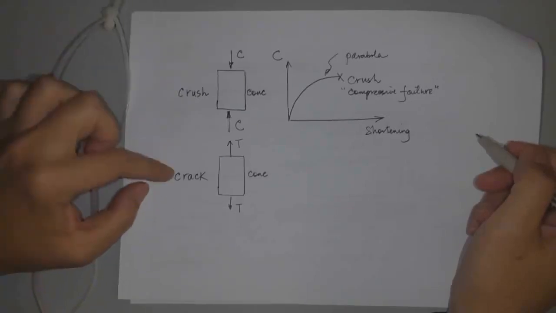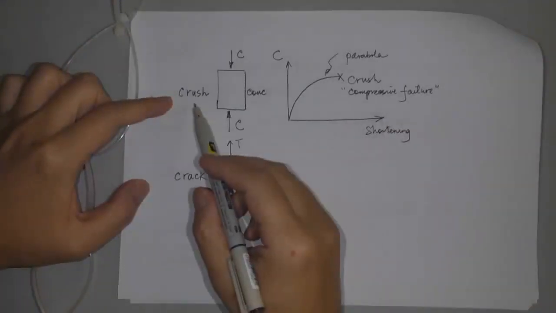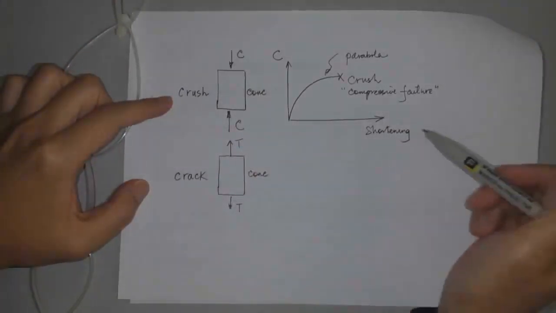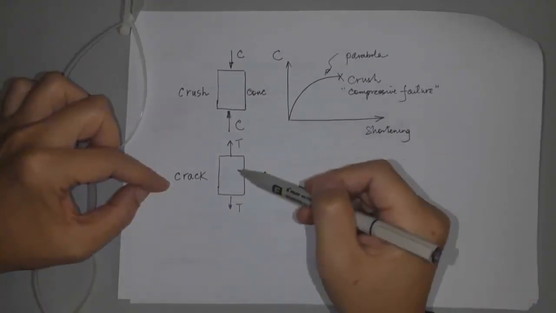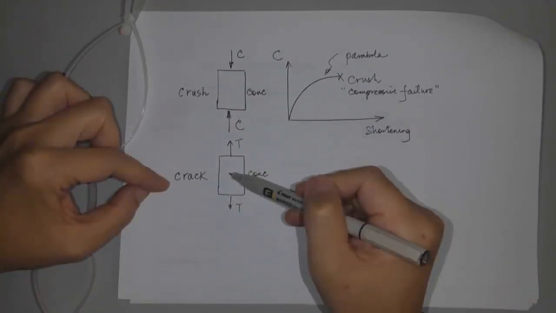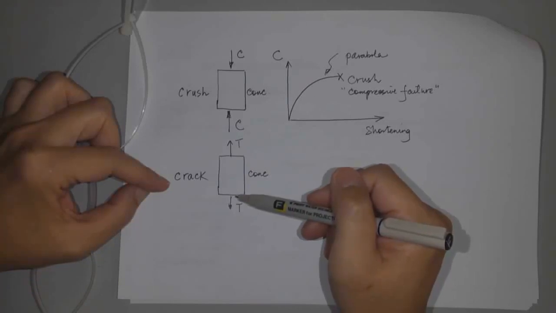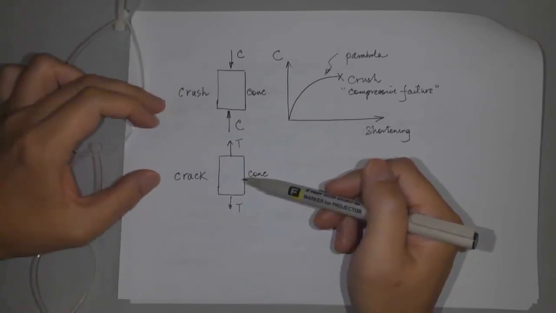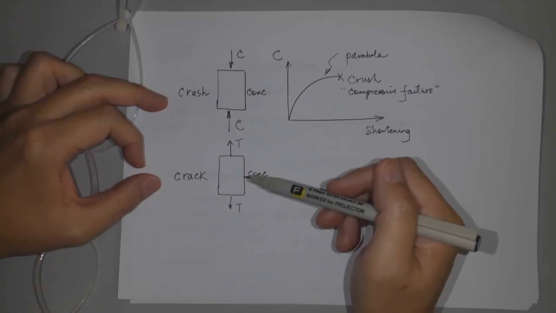Don't mix up these two words. Crush is only when concrete is under compression. Crack is the word you use when the concrete is in tension. So don't mix up these two words. Completely different.